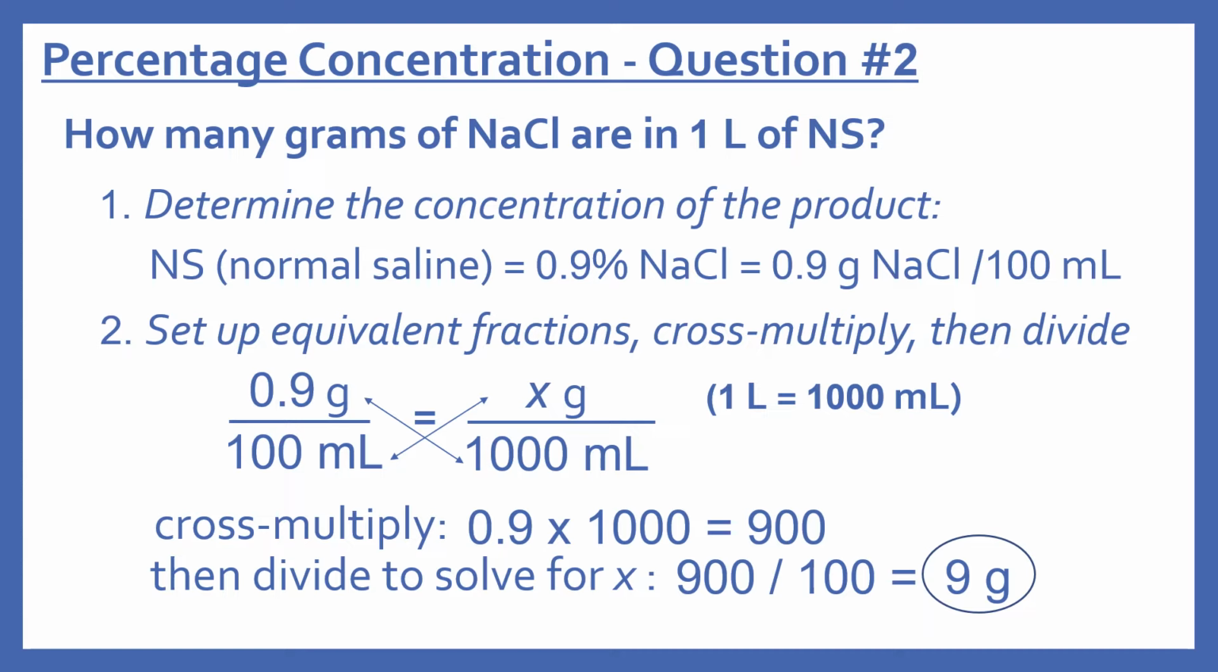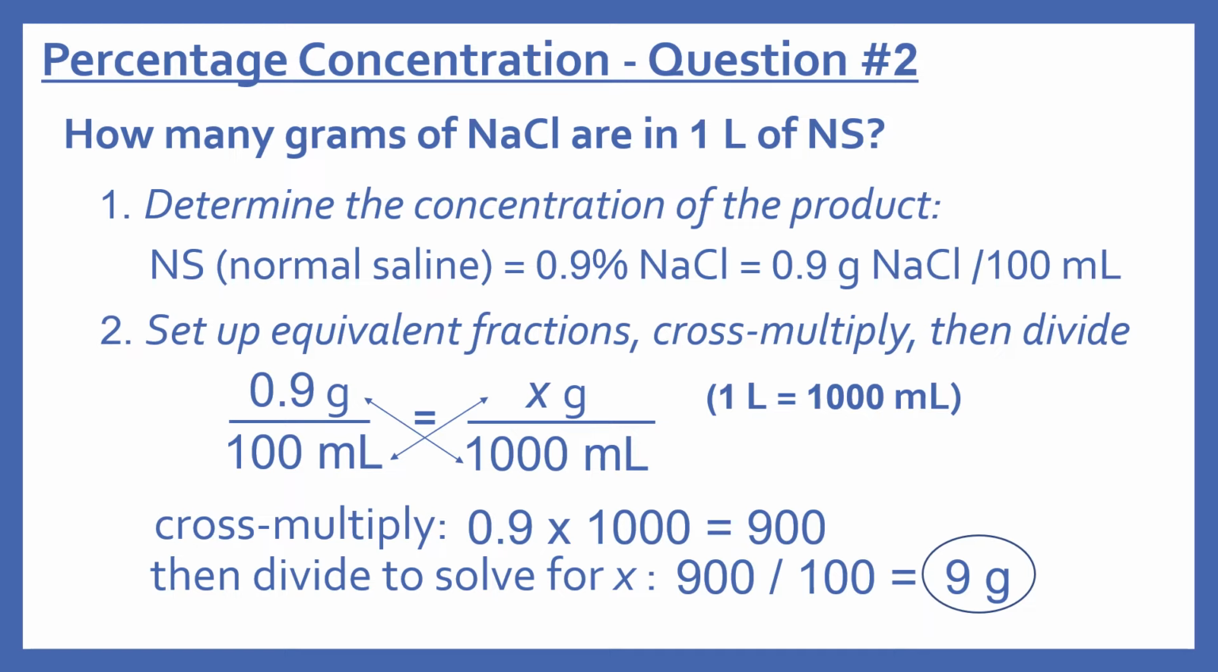The numerator units and the denominator units of the fractions have to match. So since we have milliliters in our first fraction, it has to be milliliters in our second fraction. And if you've memorized your conversions, you know that 1 liter equals 1,000 milliliters. So now that we have that set up, we'll cross multiply.